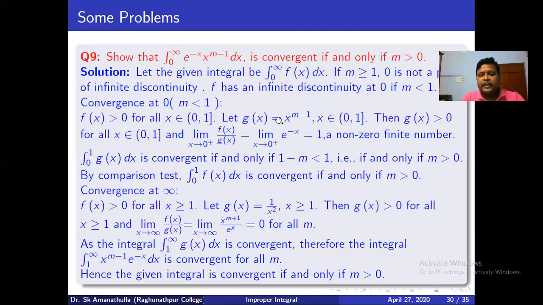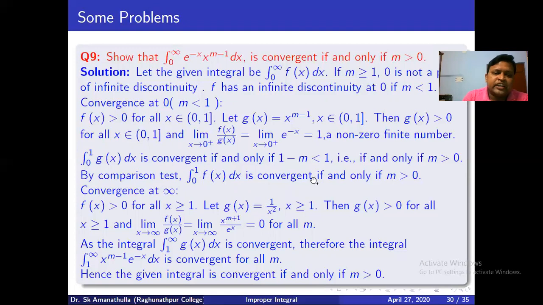It can be taken as g(x) equal to 1 by x to the power 1 minus m. So by using the useful comparison integral, if 1 minus m less than 1, then it is convergent. So g(x) is convergent if 1 minus m less than 1, that is if and only if m greater than 0. So by comparison test limit form, the integral 0 to 1 f(x) dx is convergent if and only if m greater than 0.